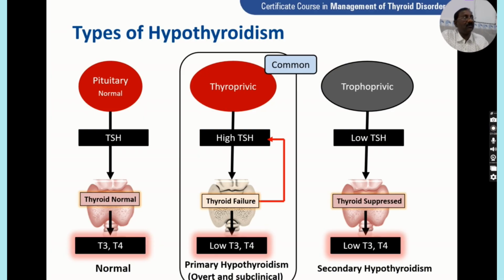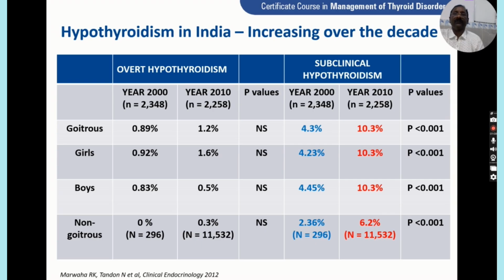Primary hypothyroidism, secondary hypothyroidism, please concentrate here. In primary hypothyroidism, the defect is in the thyroid gland. In secondary hypothyroidism, the defect is in either the hypothalamus or the pituitary, because the gland is not getting the TSH stimulation. Hypothyroidism in India is increasing over the decade. That is the most important thing. We are seeing more and more cases of thyroid disease because of the increased incidence.